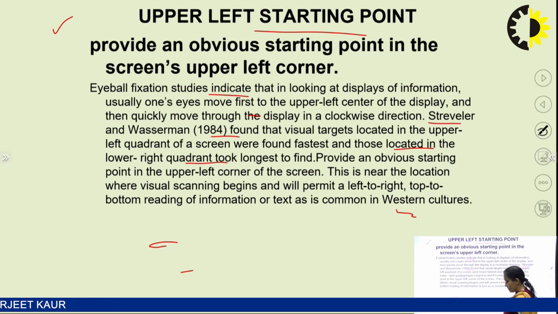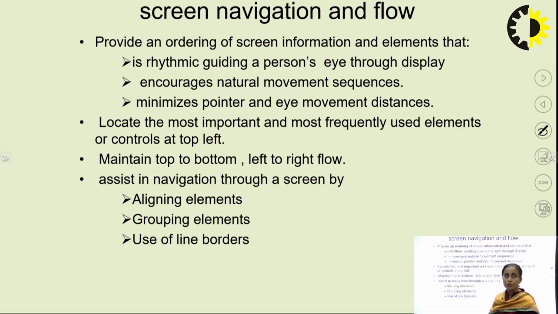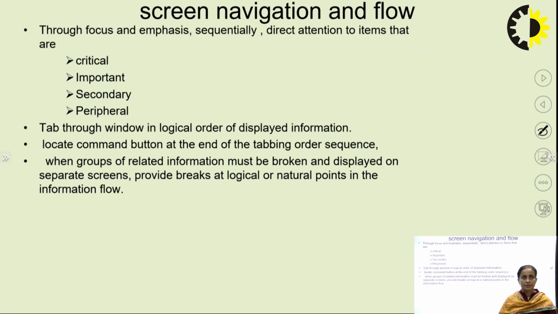longest time to find. Then it should provide an ordering of the screen, meaning it is rhythmic, guiding the person's eye through the display. It encourages natural movement sequences and minimizes the pointer and eye movement distances. Then through focus and emphasis, sequentially direct attention to the items that are very critical, important, secondary, peripheral; it should be decided. Tab through the window in a logical order of displayed information, and locate command buttons at the end of the tabbing order sequence.